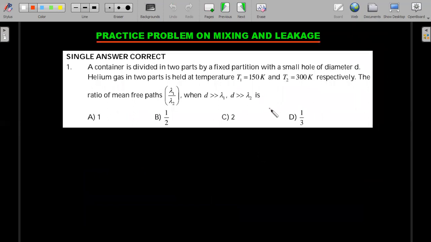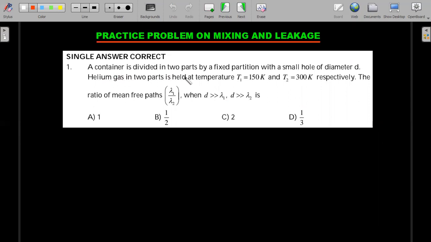Another practice problem on mixing and leakage. So we'll try this one out. This is a new one. It's not appeared in JEE Mains, but gives us an insight into what should be the size of the hole when you mix two gases. Okay, so let's go ahead.